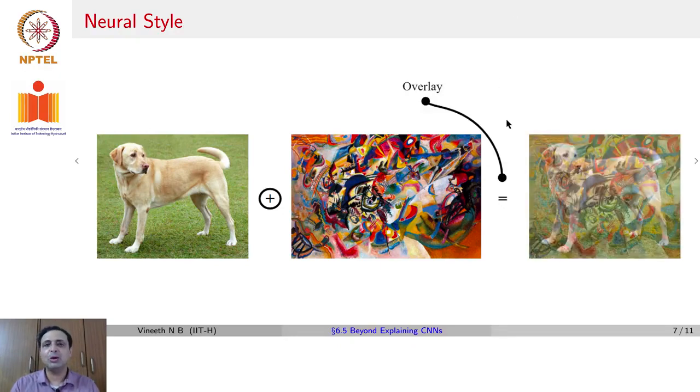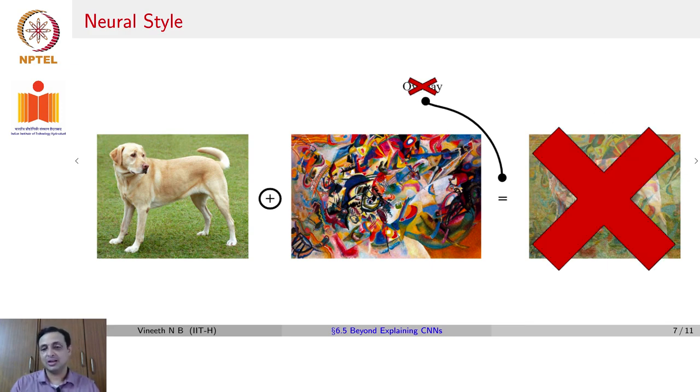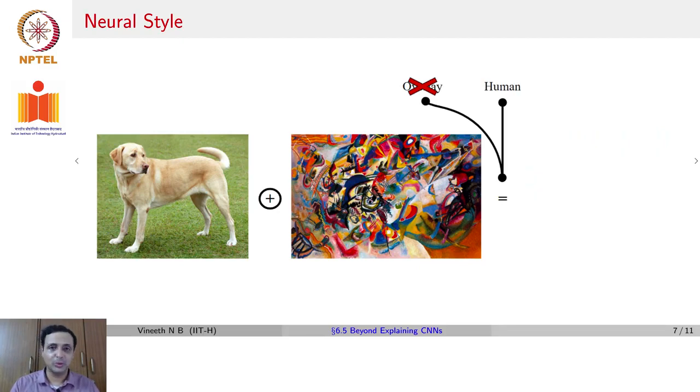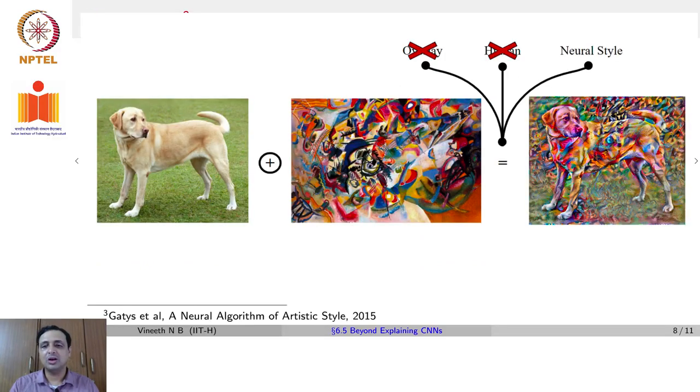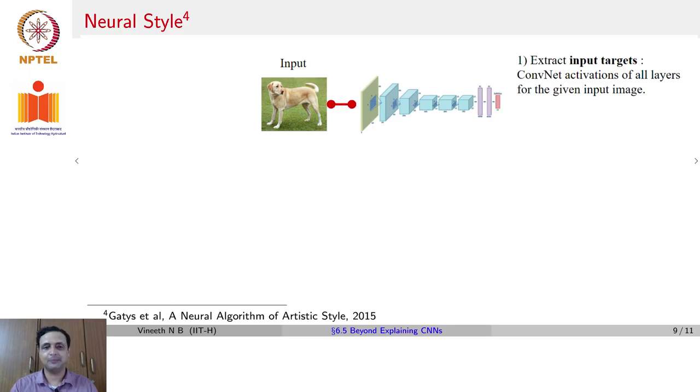One option is you could simply take one of Van Gogh's paintings and overlay that on top of an image that I have. But unfortunately, this really doesn't give good results. Another option is to ask a human to do it for us, but that's not what we want to go for. So the third option, what we're going to look for, is what is known as neural style transfer, which was also a method that was proposed in 2015. And let's see how this works.